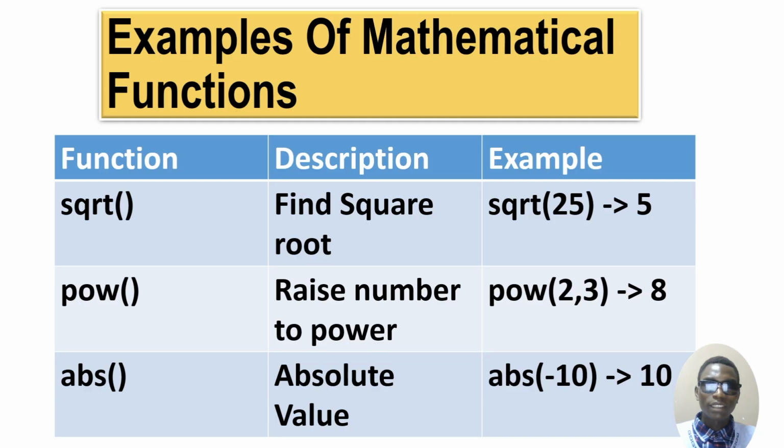Then also we have abs. This is absolute value. You know that absolute value is used to print out the positive number, even though it has a negative sign. When we use this absolute value, we print just the positive. For example, here abs of minus 10, the output will be 10, by removing this negative sign, right?